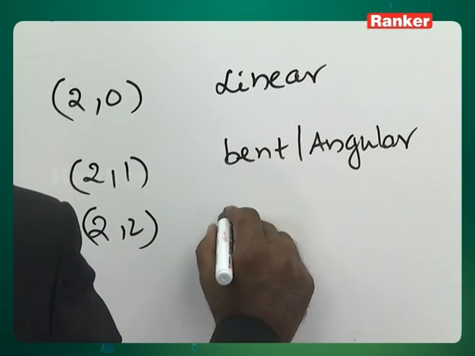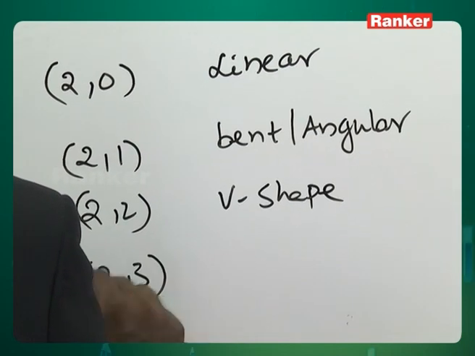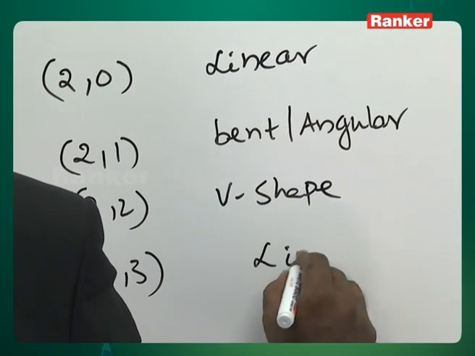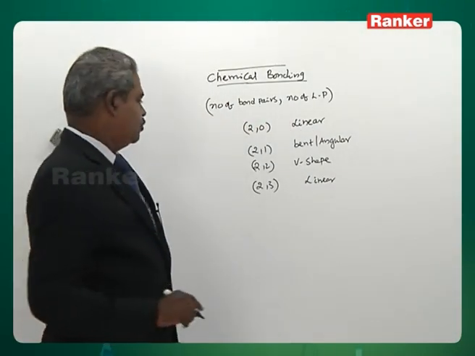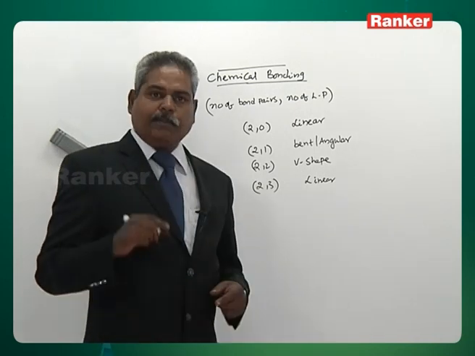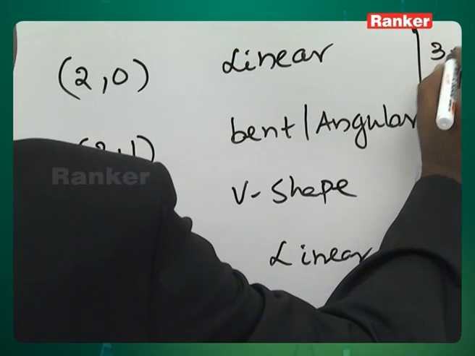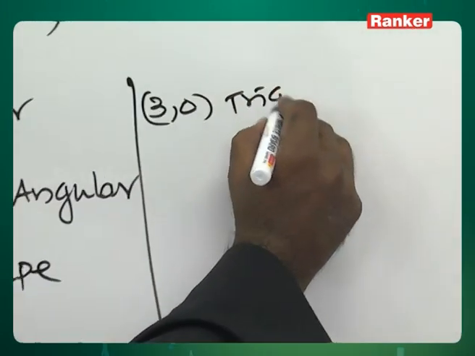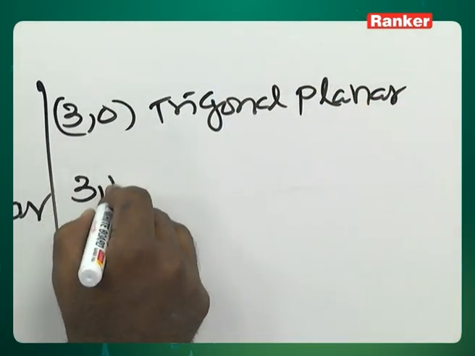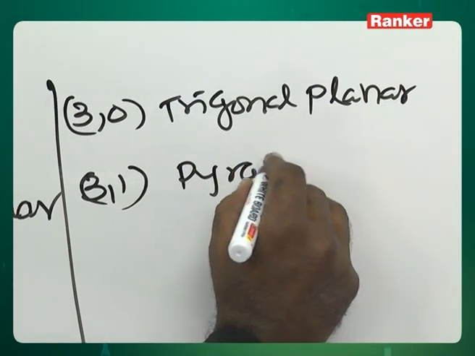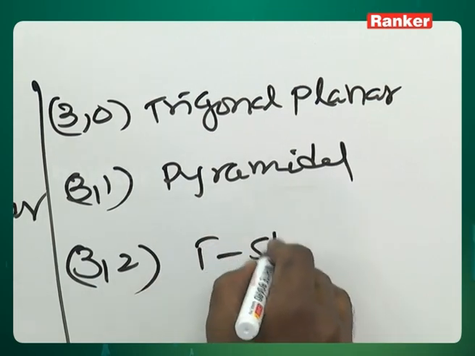2, 2 is V shape. 2, 3 is also linear, unexpectedly linear. So many lone pairs are there, but still linear. 2, 3. What do you mean by 2, 3? 2 bond pairs, 3 lone pairs. Now, 3, 0 is trigonal planar. 3, 1 is pyramidal. 3, 2 is a T shape.